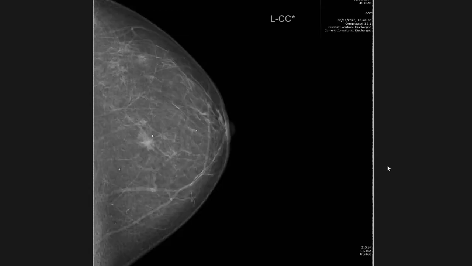I was going to say this is an ill-defined, I'd say spiculate lesion within the central left breast. It's about 6 o'clock if you look at the mammogram. I would use the word density. You could say ill-defined density or spiculate mass. That would be quite reasonable. I'd be quite happy with that if someone described that to me.